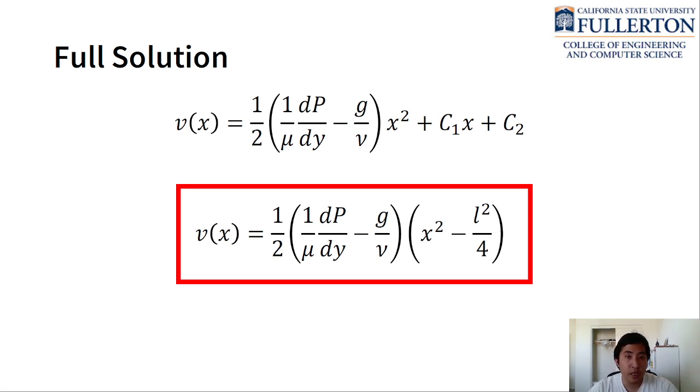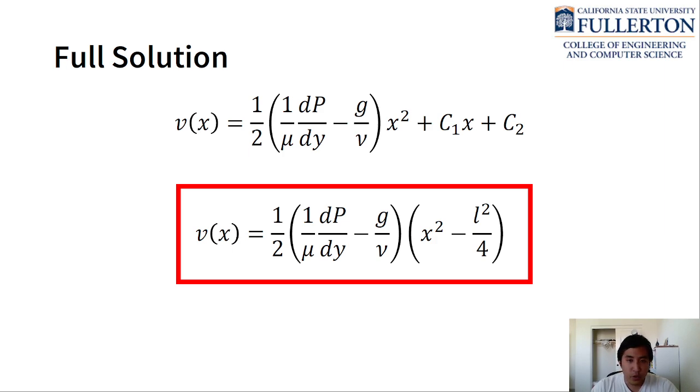All right, so let's put it all together. Now that we've solved for C1 and C2, we can plug them back into our general solution. What we get is that the velocity distribution, v of x, is equal to 1/2 times 1 over mu dp/dy minus g over nu, times x squared minus L squared over 4. This is an example where you can see what to do with the pressure gradient term as well as gravity, as well as a little bit more complicated boundary condition assignment.